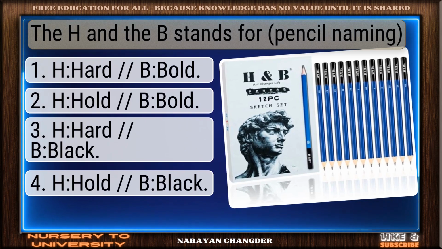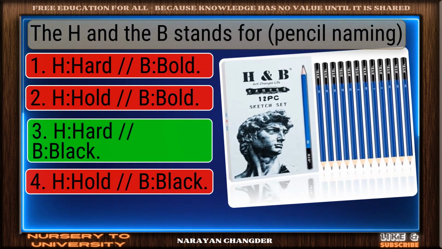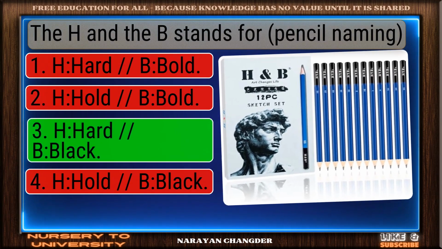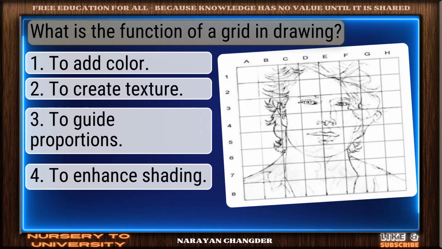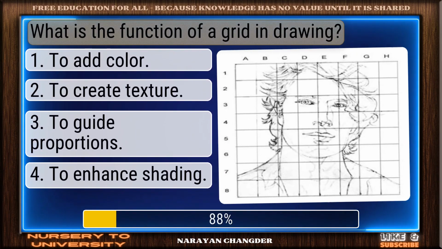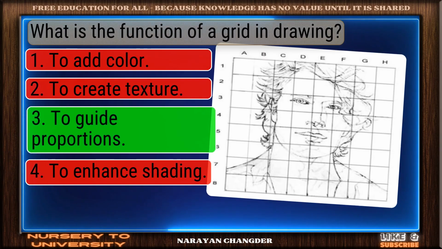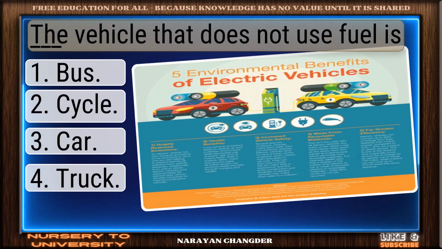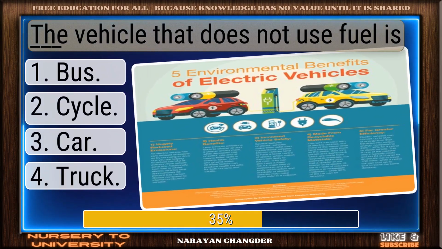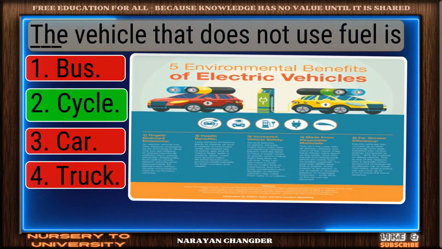The H and the B stands for smart move. Hard, Black is accurate answer. What is the function of a grid in drawing? Good job. To guide proportions works well. The vehicle that does not use fuel is dash. Excellent. Cycle is well reasoned.